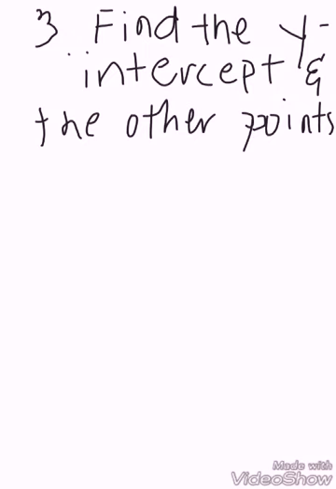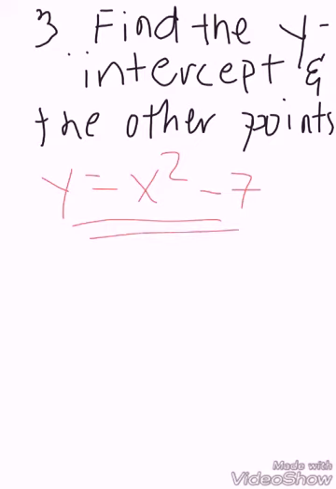After finding the vertex, we're now going to find the y-intercept and the other points. In order to find the y-intercept, we just need to look at this equation, where is the only number that doesn't contain any x. So we see negative 7. So that's the y-intercept. Negative 7. Or we can just block this out, and so we got the negative 7. Okay, the other points.